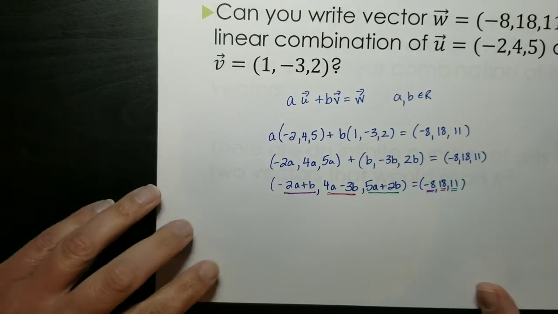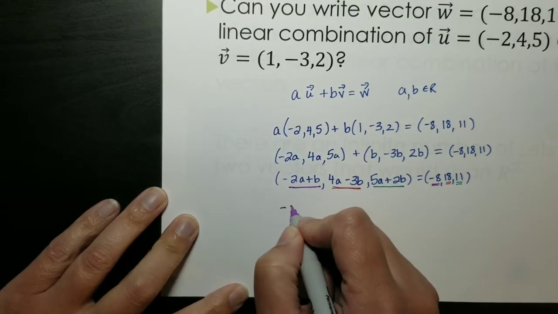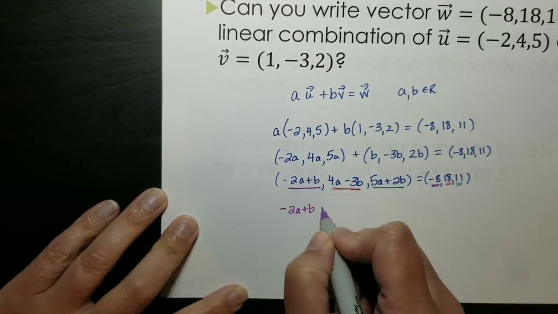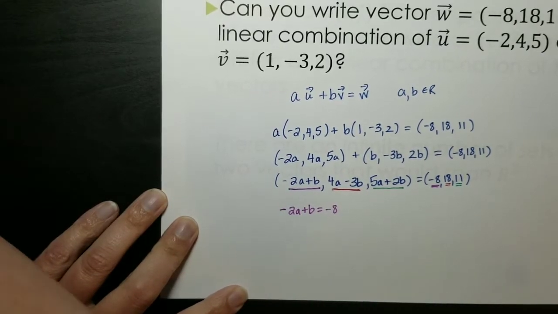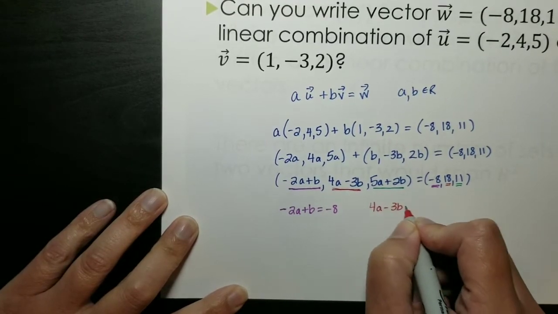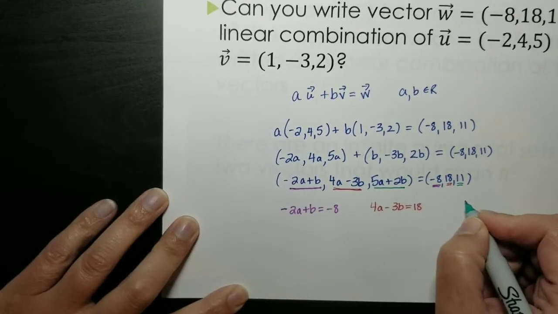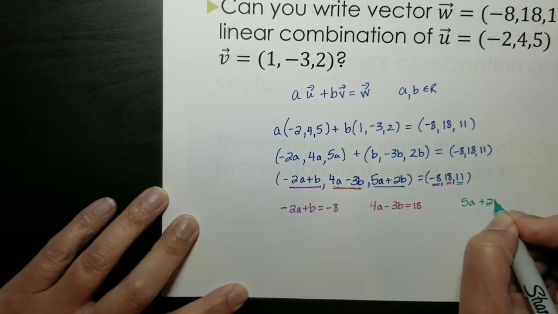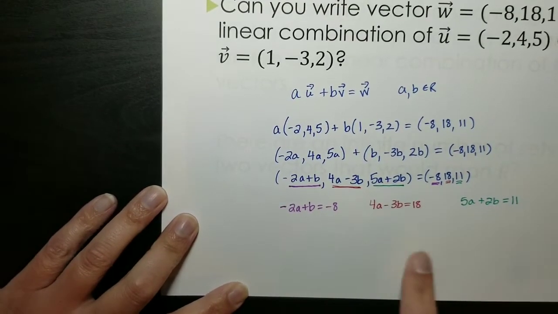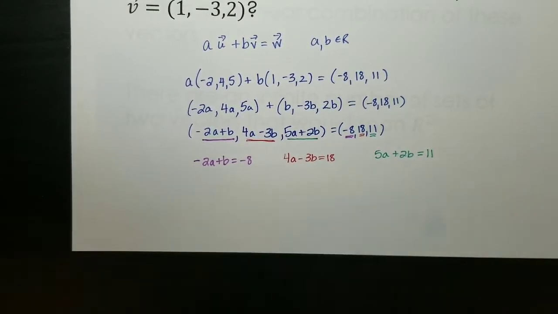So what I'm going to do is form 3 different equations. I'm going to say that -2a plus b must equal -8. 4a minus 3b must equal 18. And 5a plus 2b must equal 11. So we've got multiple equations, each with two unknowns. This kind of looks like a grade 10 substitution elimination question.